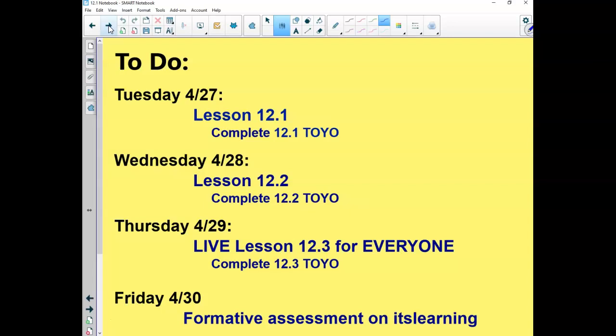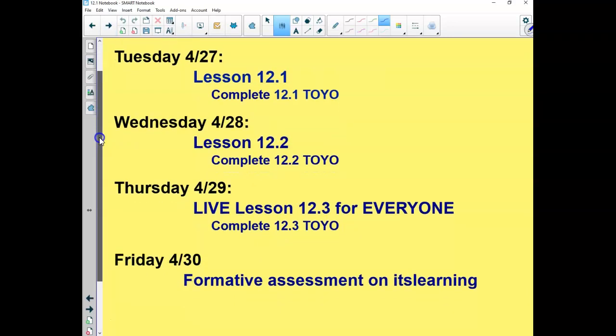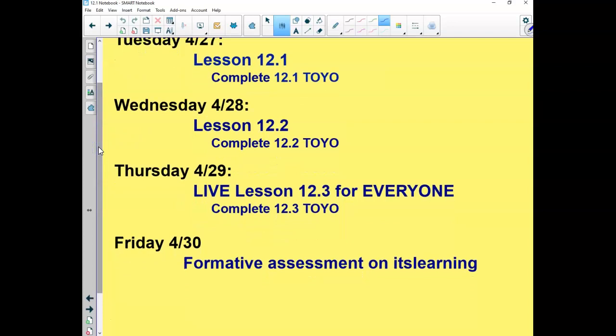When we're done, complete the 12.1 Toyo. Tomorrow we're going to do multiplying and dividing fractions, and Thursday we're going to be doing 12.3. We have a Toyo to complete every day. This week we're going to ask a little bit more of you on Friday. We've given you that off almost all year long. We're going to ask you to complete a formative assessment, most likely in its learning, and it needs to be turned in then.